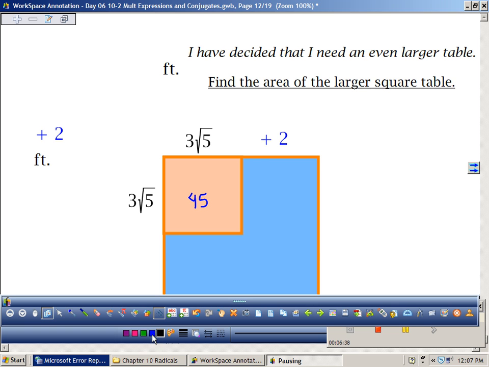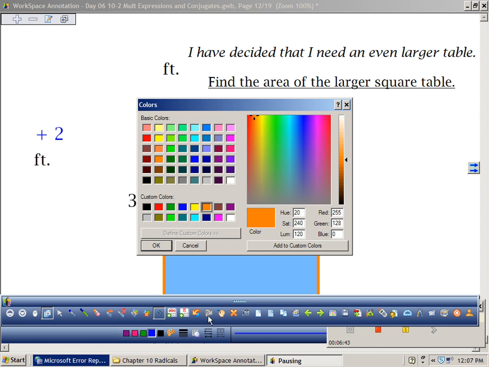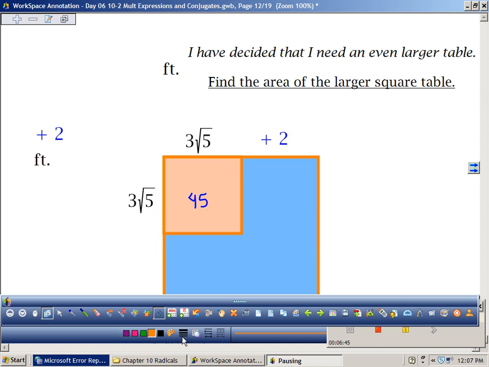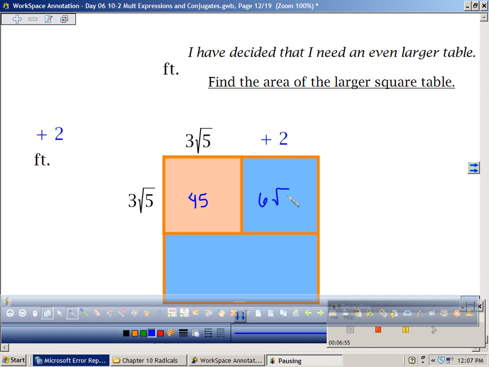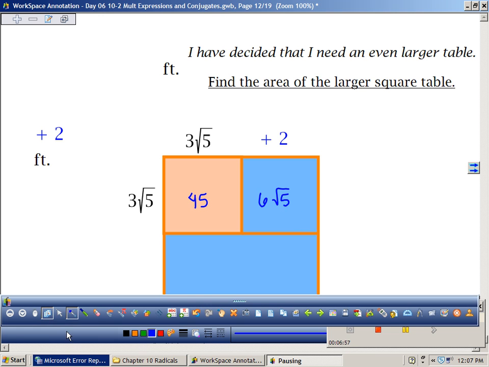What is it? I gotta make it pretty. So this was 6 root 5. But now we have this guy right here. Where's this guy go? Bottom. Now it looks like, what does it look like?